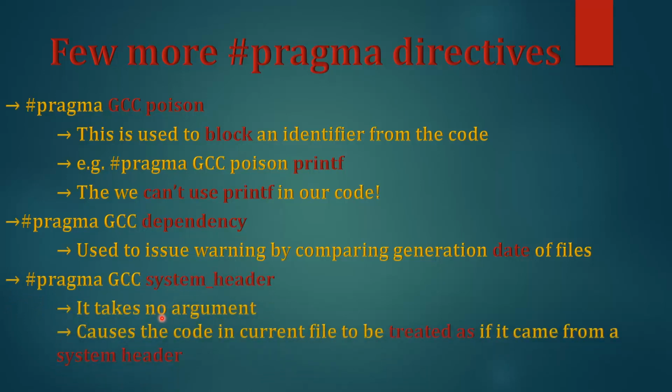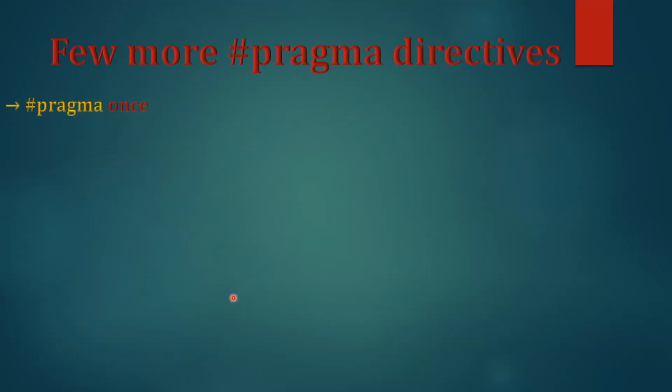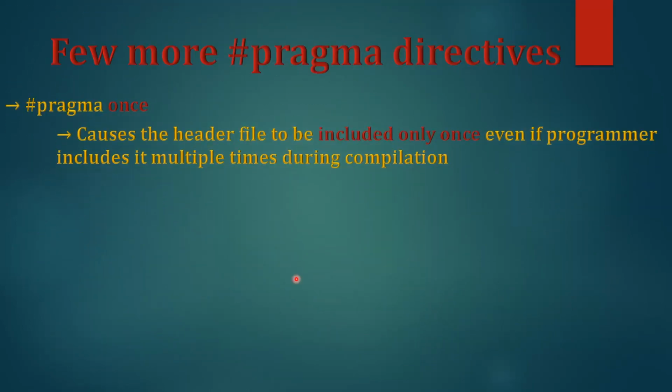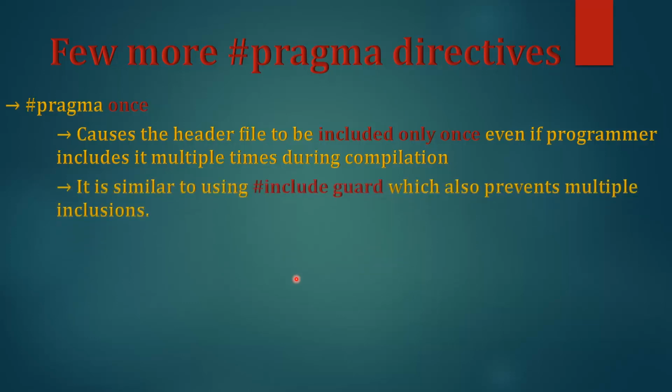This takes no argument first of all, and then it causes the code in the current file to be treated as if it came from a system header. And we are talking about the file in which this pragma is stated or inserted. A few more useful ones are pragma once. This is used to cause the header file to be included only once, even if the programmer includes it multiple times during compilation, sometimes by mistake or sometimes due to some other reasons. And using pragma once is similar to using hash include guard, which also prevents multiple inclusions.